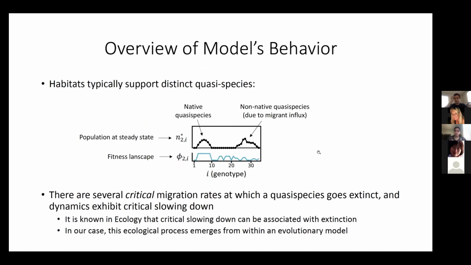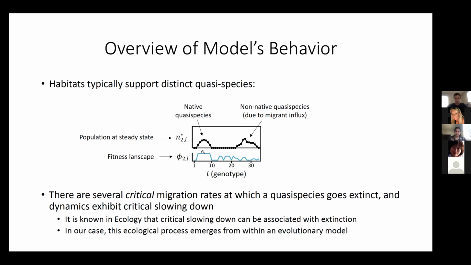So before specifying the model mathematically, I just want to give a brief description of how the populations behave. So typically the habitats support distinct quasi-species. And this picture just demonstrates what I mean by quasi-species. So here on the x-axis, we have genotype. In this model, we just have 34 different genotypes. And the blue curve shows the fitness of each genotype.